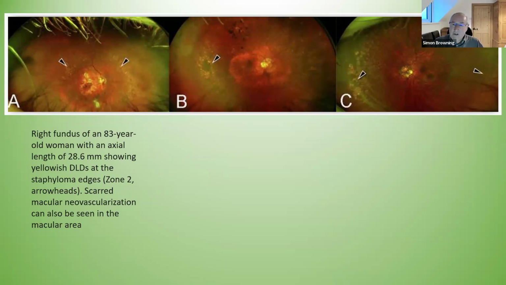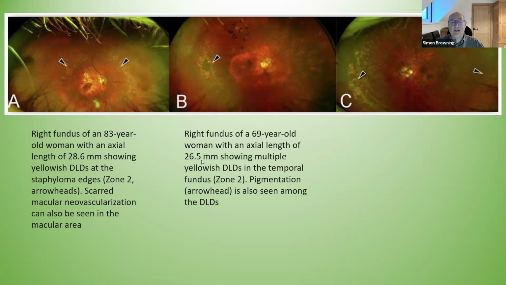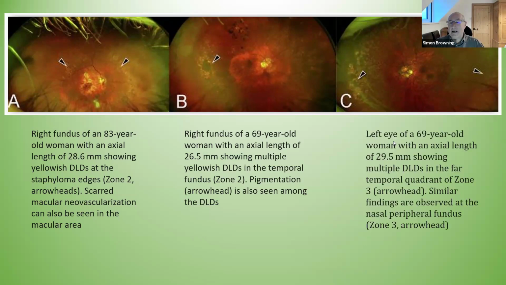Basically, these degenerations are gradual over time. So they build and build and build, and we want to try and prevent them building. But you see these drusen-like deposits out towards the periphery here, and staphyloma in the centre there. Here is a 69-year-old, 26 millimeters, with drusen-like deposits in the periphery. And again here, a 69-year-old, 30 millimeters. You see much more peripheral degeneration in that myope with the long axial length.